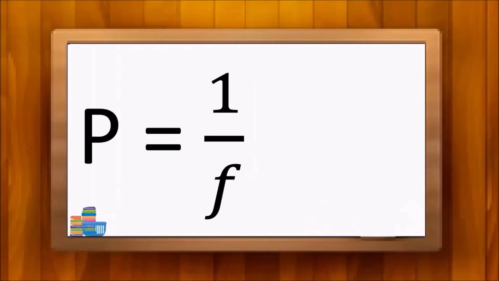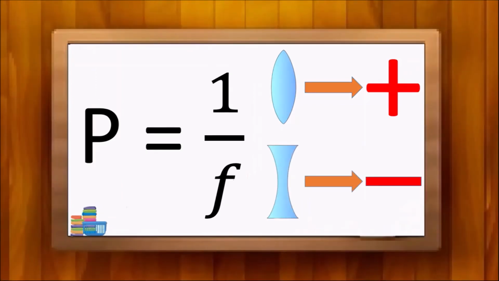Considering only the magnitudes, power is defined as P equals 1 over F. Here F is the focal length of the lens. We standardly consider that the power of a convex lens is positive, although its focal length is negative. And as well, the power of a concave lens is negative even when its focal length is positive.